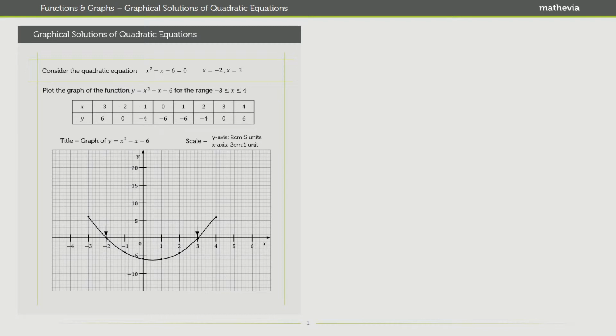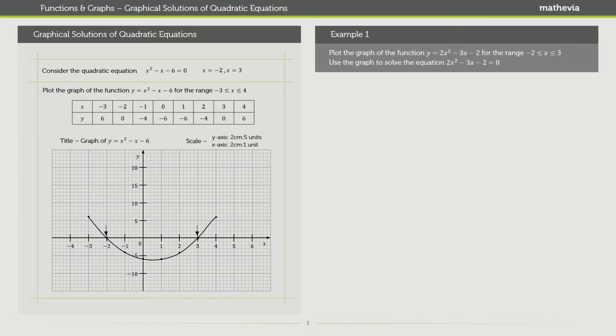quadratic equation. So anytime you're looking to solve a quadratic equation using a graph, you just plot the related function of that quadratic equation, and the 2 points where the curve cuts the x-axis are your solutions. Okay, in this case -2 and 3. Let's go ahead and solve an example.